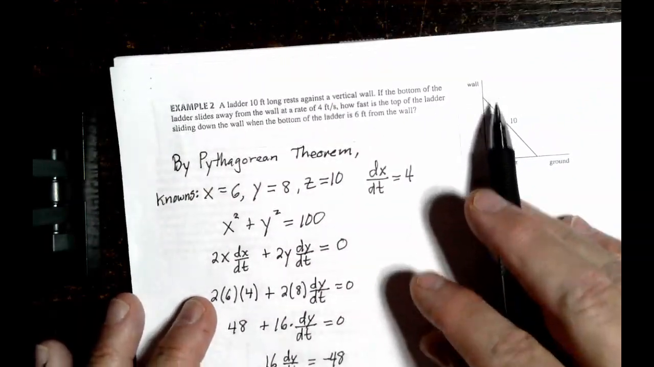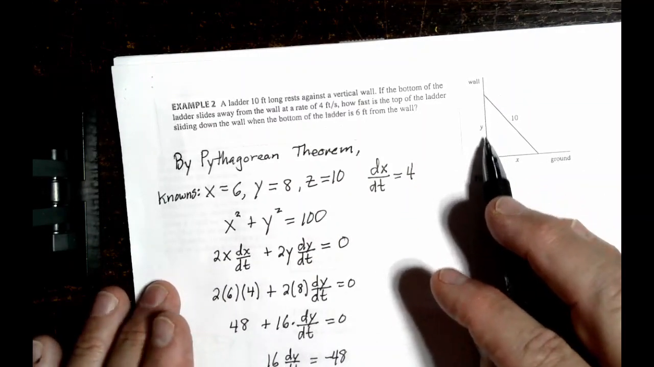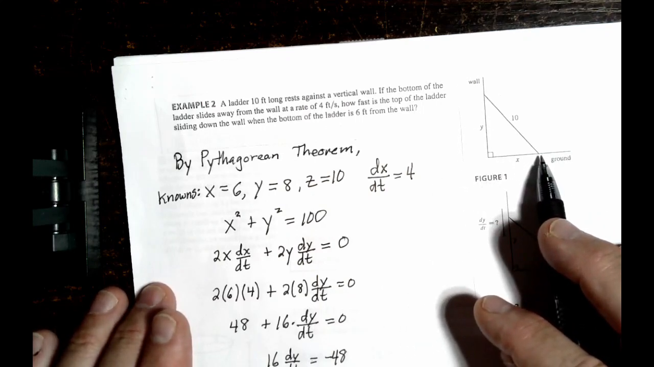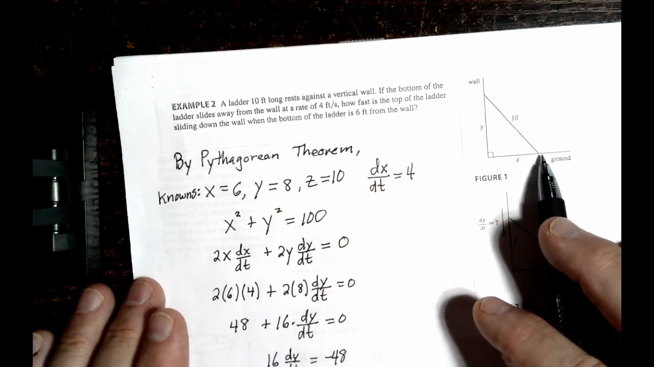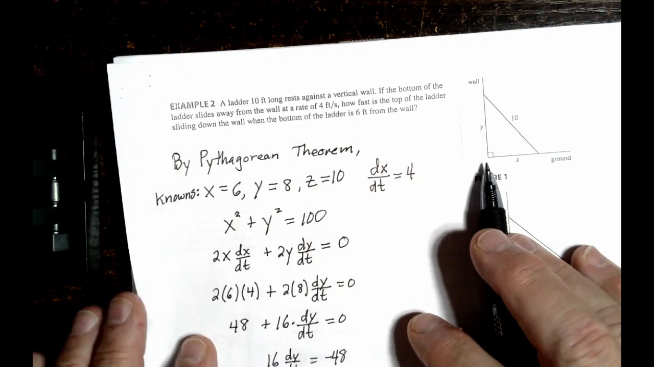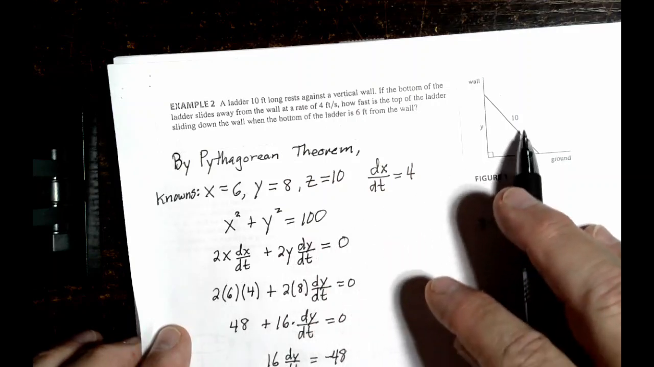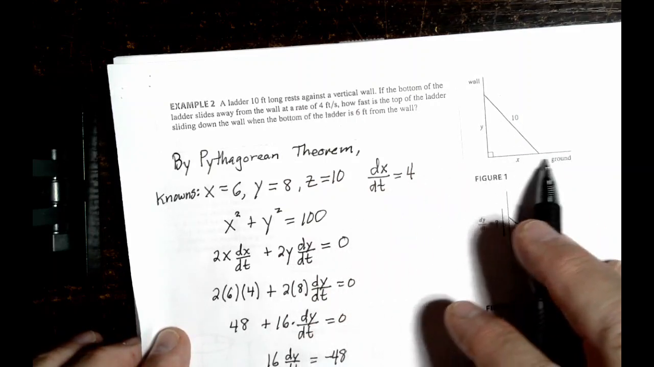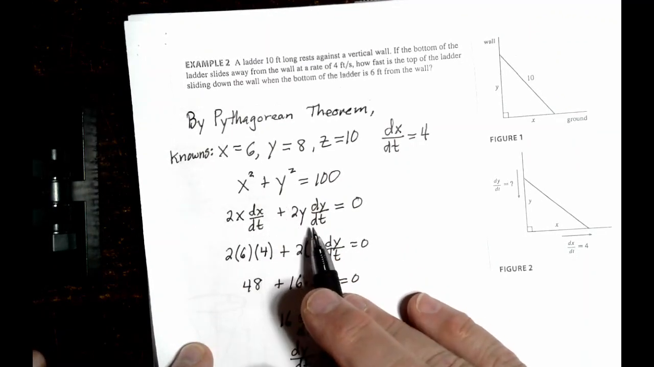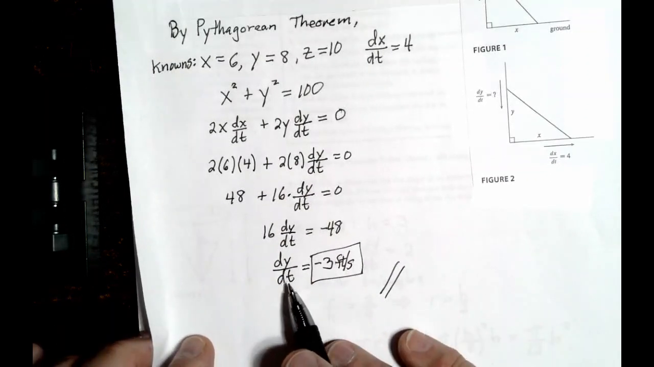A ladder is resting against a wall and it's sliding away from the wall, and they want you to find the rate at which the top of the ladder is sliding down the wall, given the rate of change of the bottom of the ladder sliding away from the wall. So we know they give us 6 and 10, so we can figure out y is 8. So we've got all three sides of our triangle here, and we know the rate of change of x is 4. So if we use Pythagoras and we take the derivative, we get 2x x prime plus 2y y prime equals 0. Plug in all the numbers you know and solve for y prime.